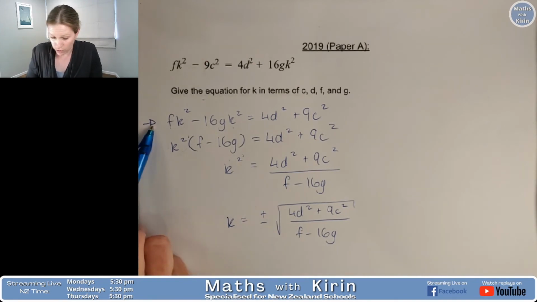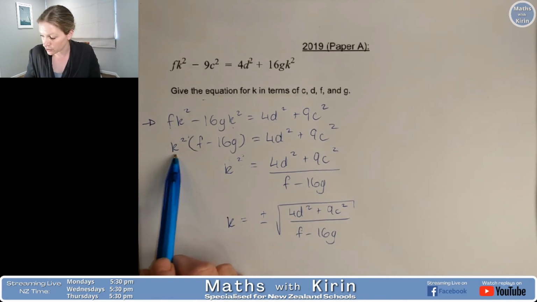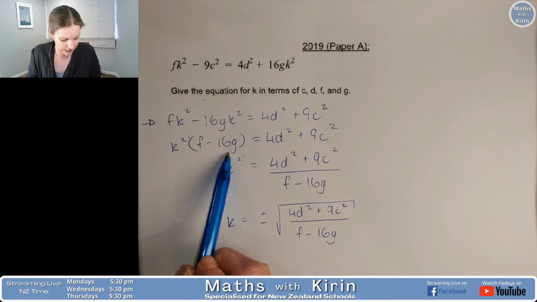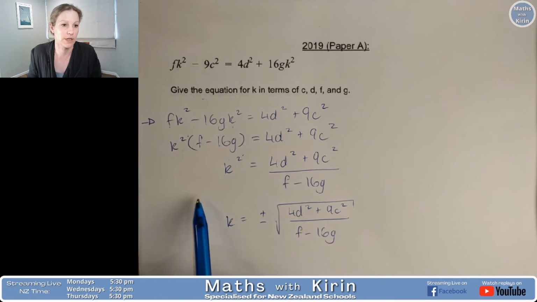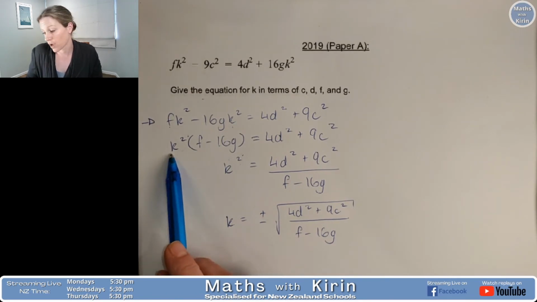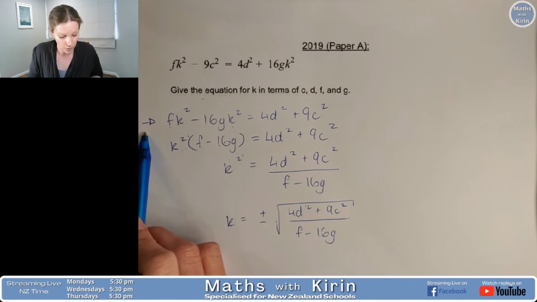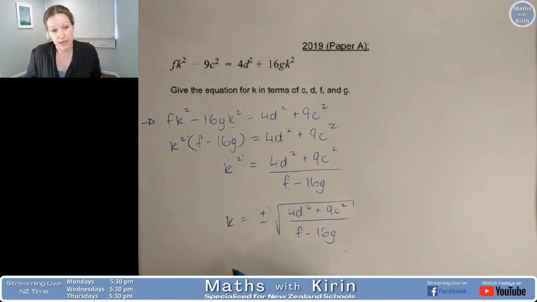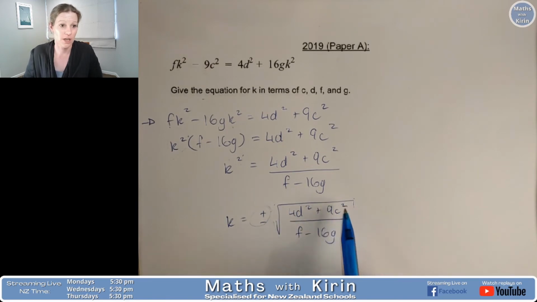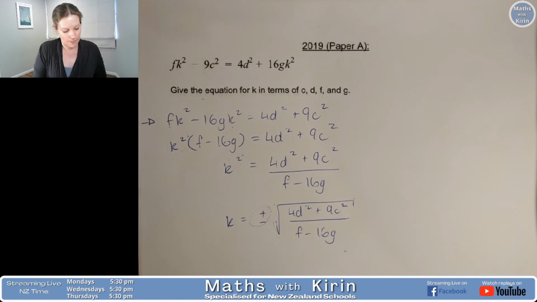For merit, you need to do that, and you either factorize your K squared terms, so you get to the second line, or perhaps something goes wrong when you're factorizing, but when you solve it, you get a consistent solution for whatever you had. Okay, but you still need to get this first step right. And then for excellence, you get all the way through. You do not need the positive and negative sign. If you don't have that there, you still get full marks. You still get your excellence as long as you have the square root of 4D squared plus 9C squared over F minus 16G. And again, just take care to make sure your square root sign comes from the whole fraction and make sure there's no ambiguity there.